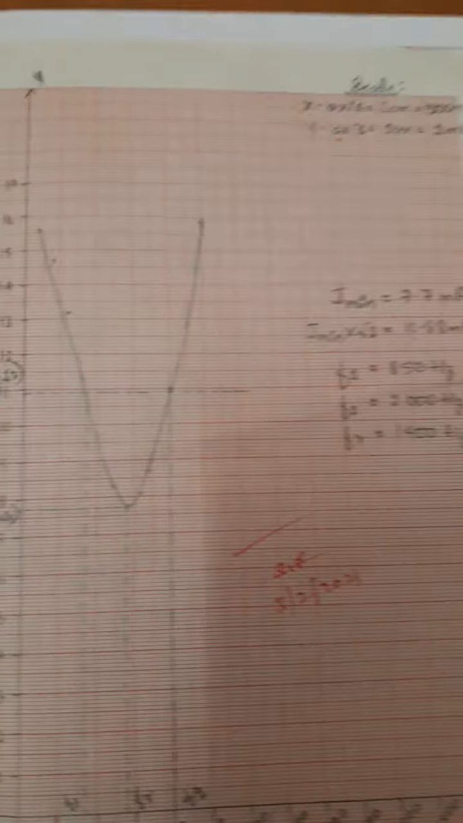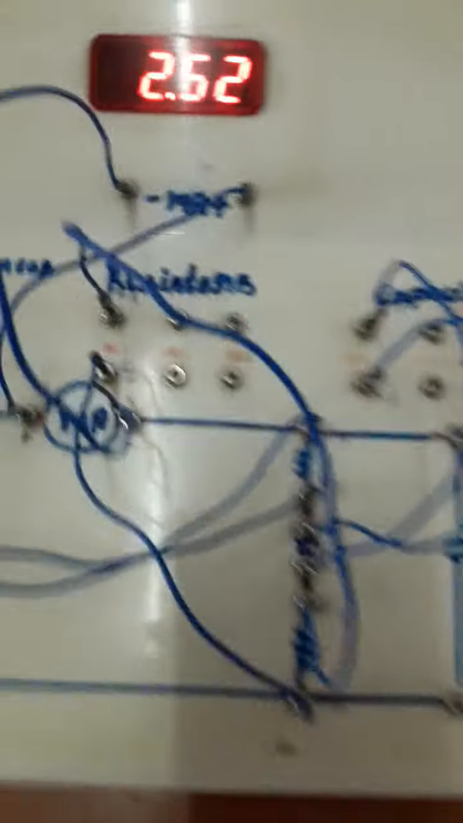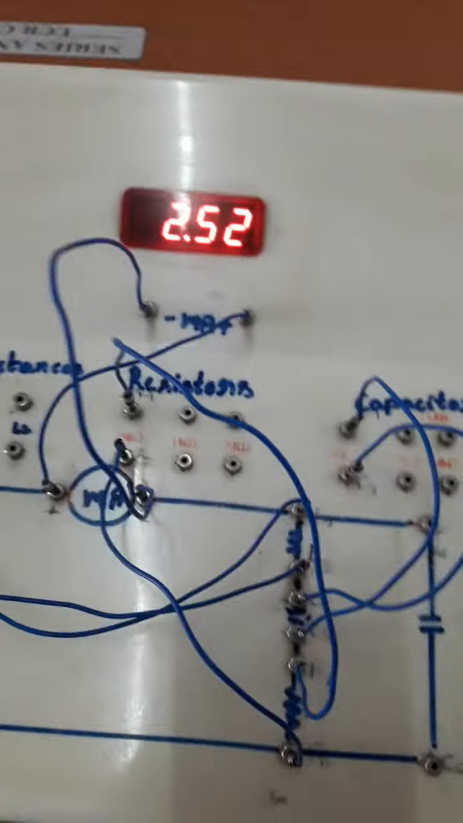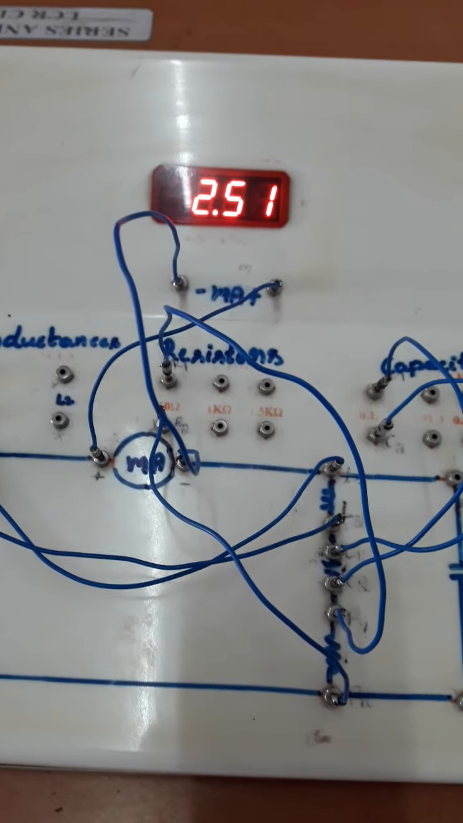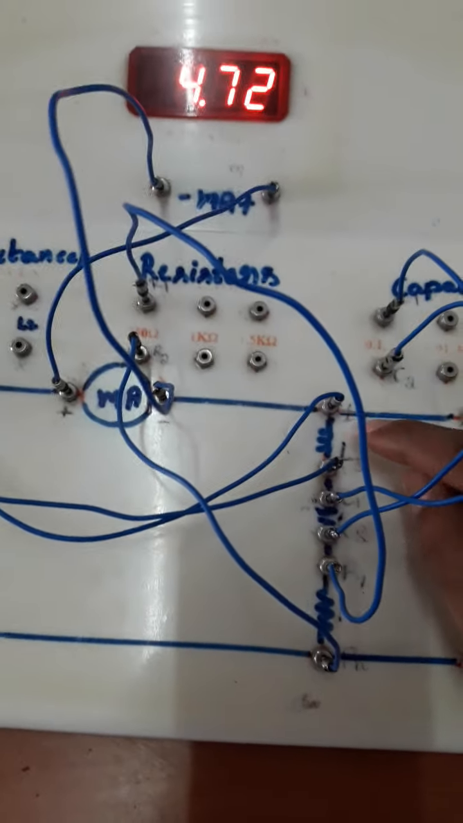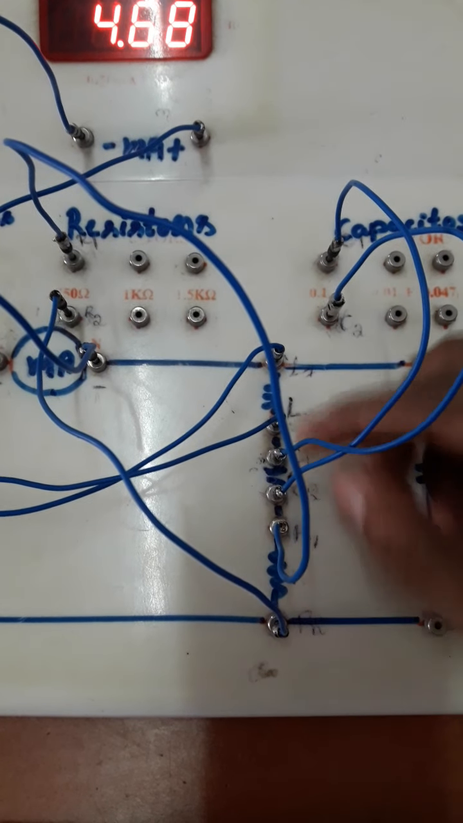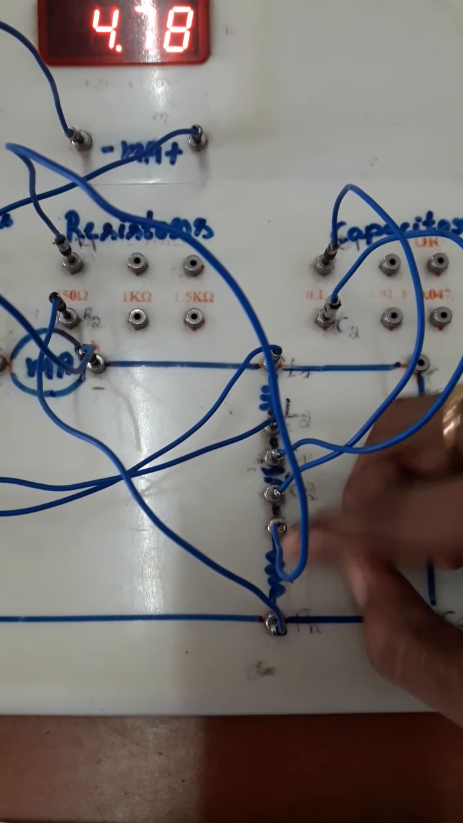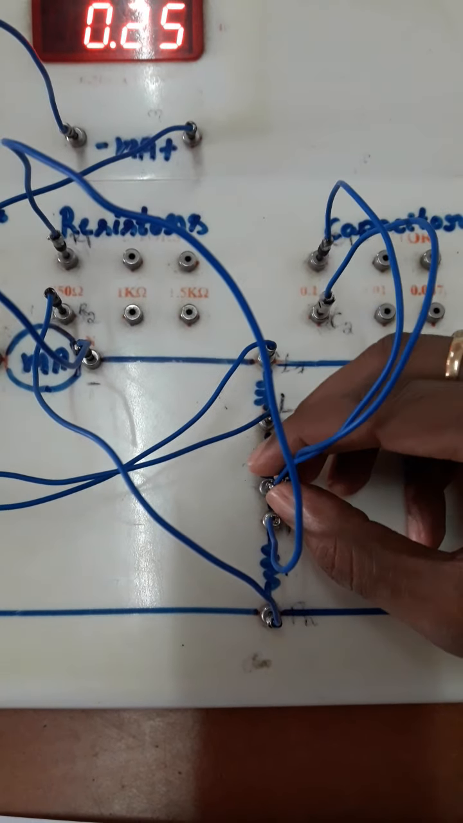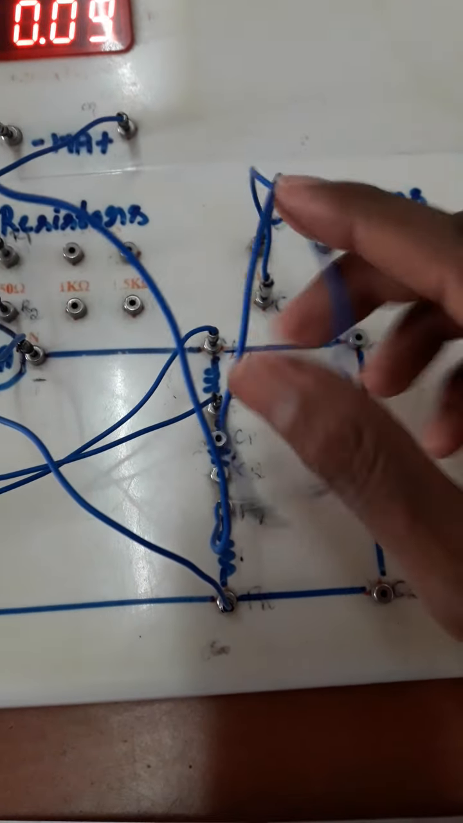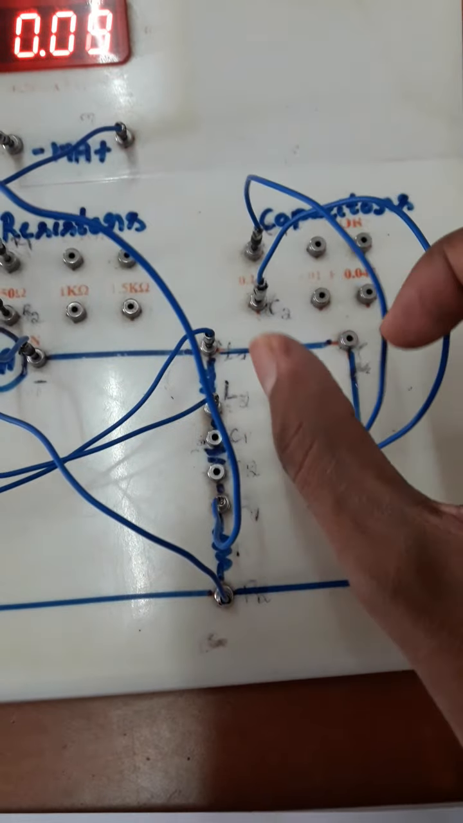Similarly, for the parallel LCR circuit, how are we conducting it? This is the circuit diagram, with the inductor, capacitor and resistor. In the parallel circuit, the inductor and resistor are connected in series, but the capacitor we connect in parallel to the inductor and resistor.